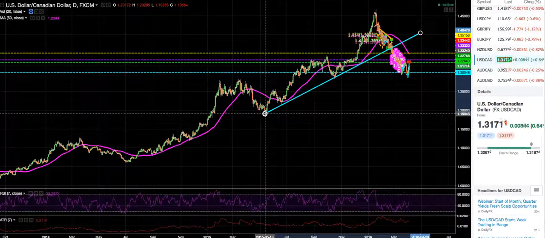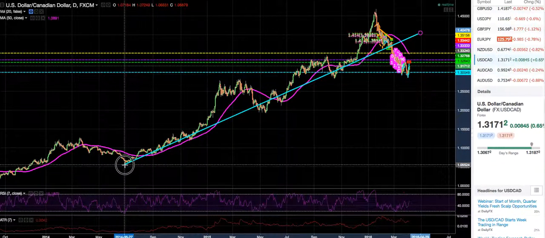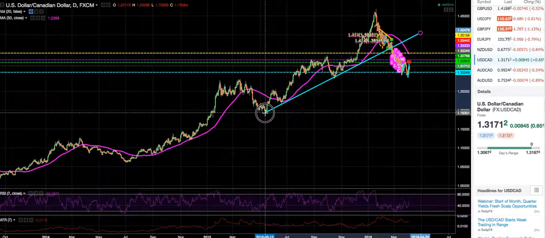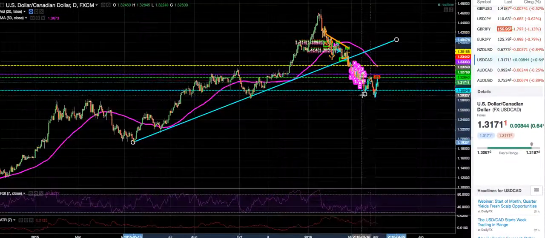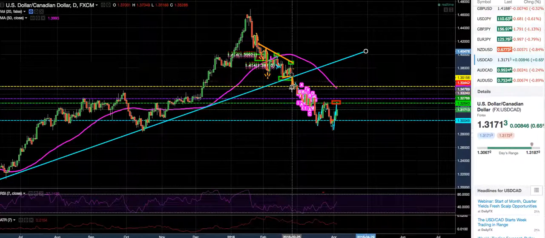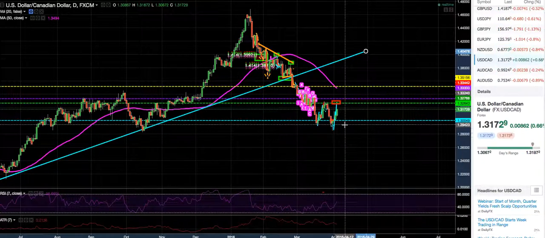Could I make it go any further? No. But you can always find spots to make the trend line work, right? So in this case, we break the trend line. If I go short, yes, I would have made money, right?